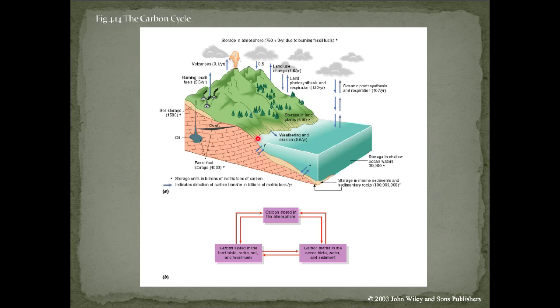Here's a simplified diagram of this. So it says here, I'm going to start here, carbon is stored in land and living things, rocks and soils and fossil fuels. Then carbon is stored in ocean, living things, water and sediment. Carbon is stored in the atmosphere, and you can see how it transfers from one to another. And different actions that could cause it to transfer could be burning those fossil fuels, or living things being consumed, or living things dying and decomposing into the sediment.